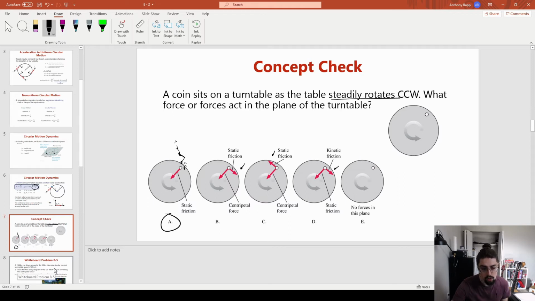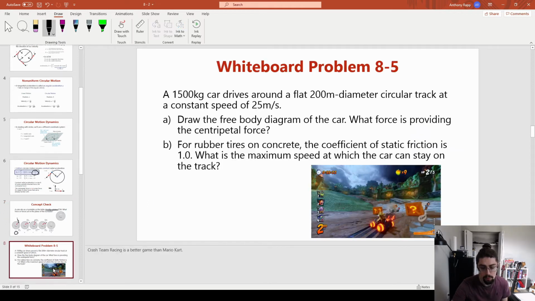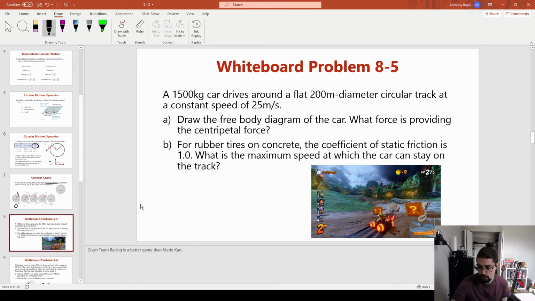So, I do want to try one of these problems real fast. Let's imagine you're cruising along. A 1,500 kilogram, let's even say cart, drives around a flat 200 meter diameter circular track at a constant speed of 25 meters per second. So what you have just been given is a mass, a radius, and a velocity, not an angular velocity. Draw the free body diagram of the car.